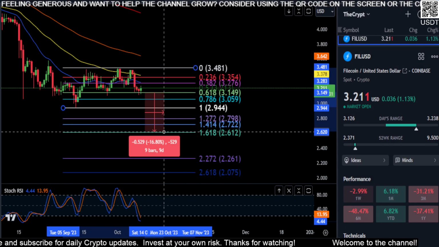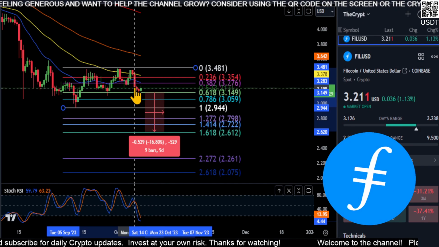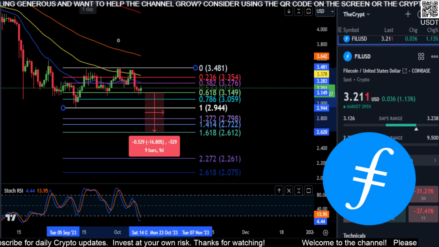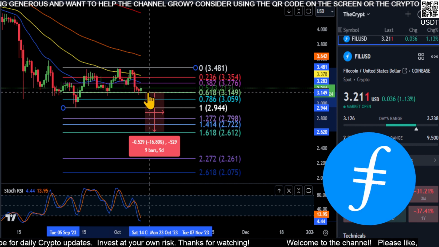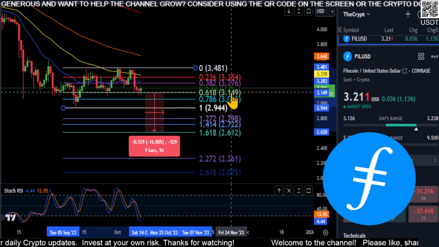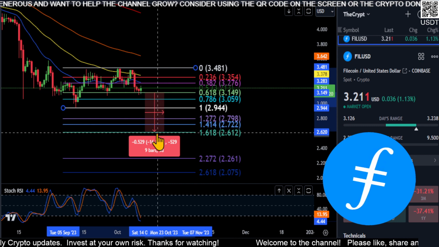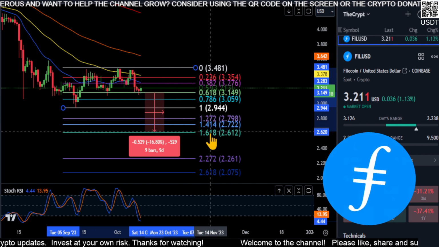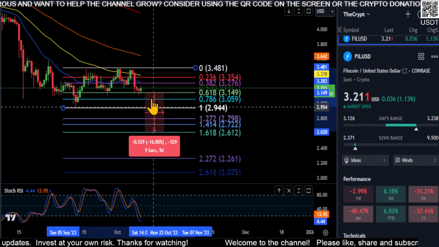All right, everyone, we are going to take a quick look at Filecoin. So Filecoin here on the daily chart, if we end up taking out this 618 support here at about 315, there's a good chance you're about to drop 17% down to the 1618 at about 260 here.